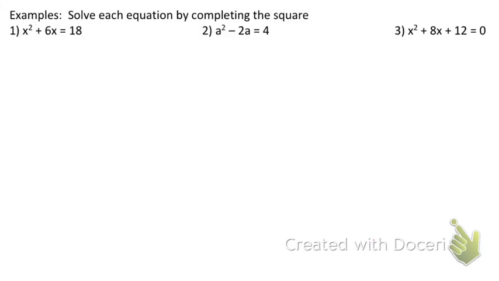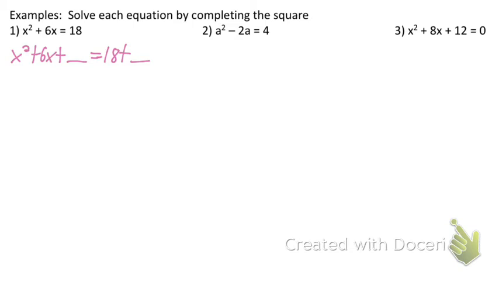Let's continue on. First example: x squared plus 6x equals 18. Step 1 would be to do what? Get 18 by itself, and it already is. Step 2: add the blank. You gotta rewrite it. It might be the easiest step, but it's also probably the easiest step to forget. And it is going to be 9.